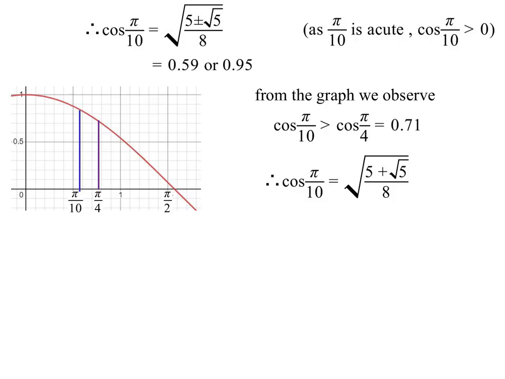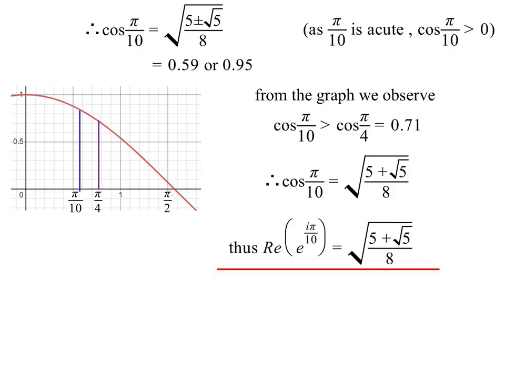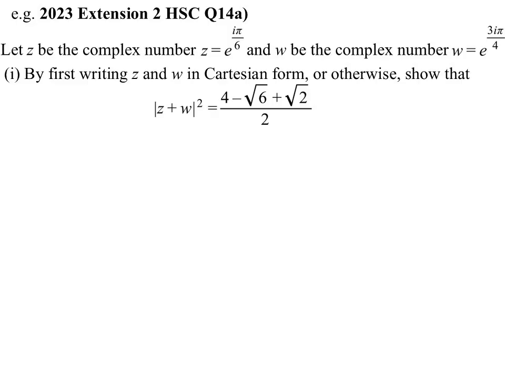But remember, that wasn't the actual question we were solving. It wasn't find cos pi on 10, it was the real part. So I should now conclude with the final statement. Well, I now know that the real part of this is the square root of 5 plus root 5 on 8. 2023. This also is in the middle of the paper, so question 14.